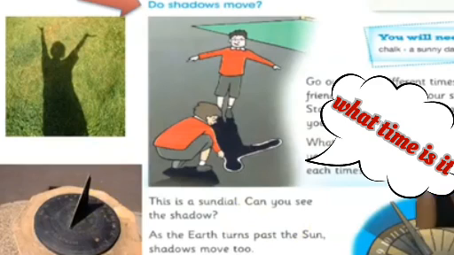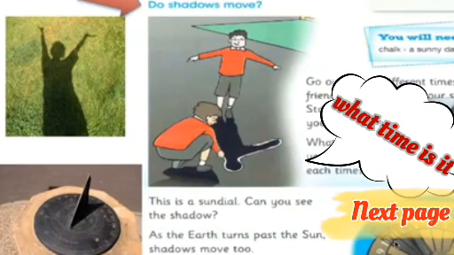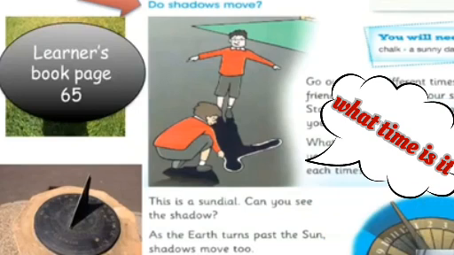How about on this picture? This sundial, what time is it? Can you see here? 10 o'clock. So a long time ago in history, before we had clocks, analog clocks and digital clocks, people used the sundial to know the time, which is so cool. I really like that. Okay, let's move on to the next page.